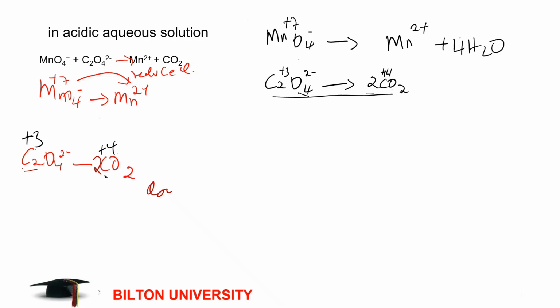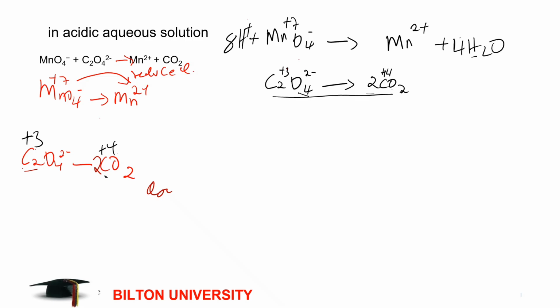So we have 4 water molecules. Then we introduce hydrogen, so we need to balance the hydrogen on the side where there's less hydrogen, and that is the left hand side. How many hydrogens do we have? We have 8 hydrogens, because 4 times 2 is 8. So we're going to add 8 hydrogens on the left hand side.